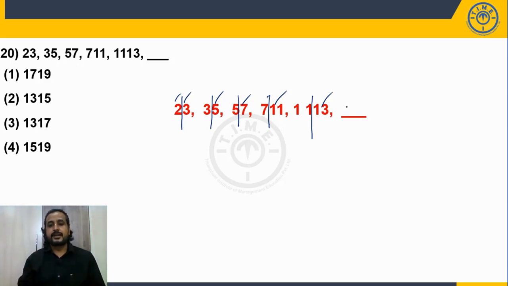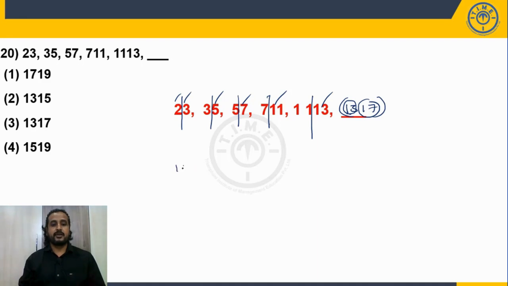Next will be 13, 17. So set of two prime numbers are taken together. 13 is a prime number, 17 is a prime number, and they are taken together in the series. 2, 3, 3, 5, 5, 7, 7, 11, 11, 13, 13, 17. Okay. Not only this, there is one more example you may expect in this way.